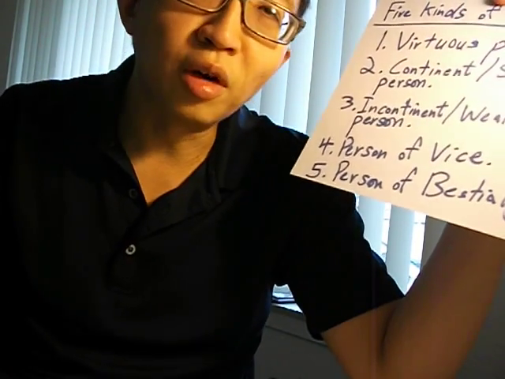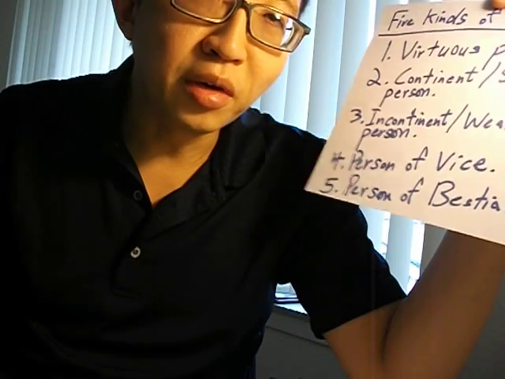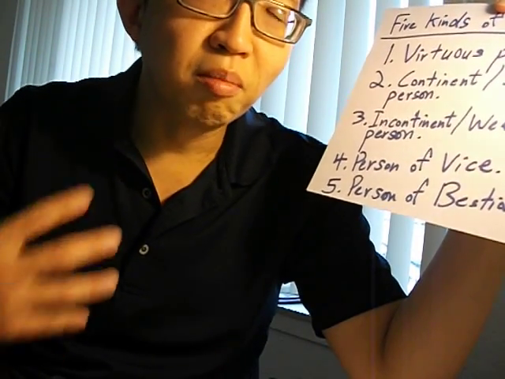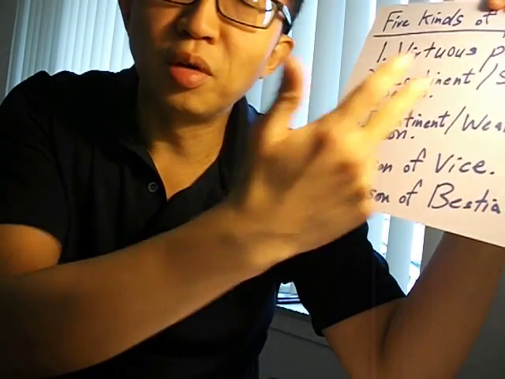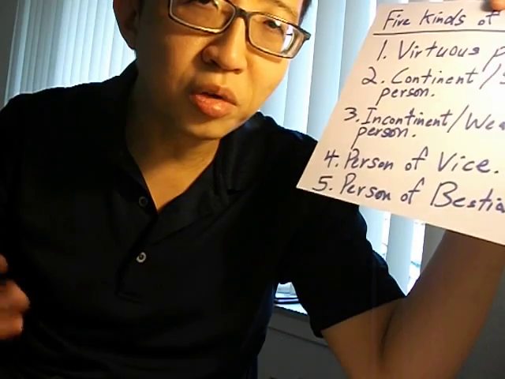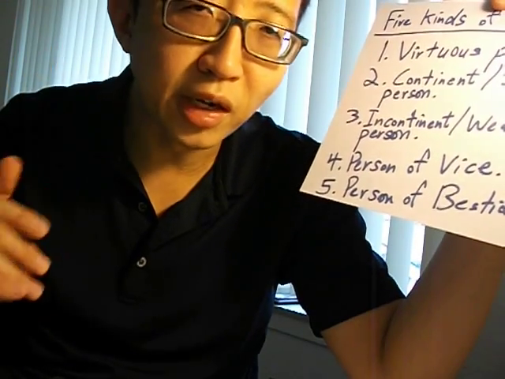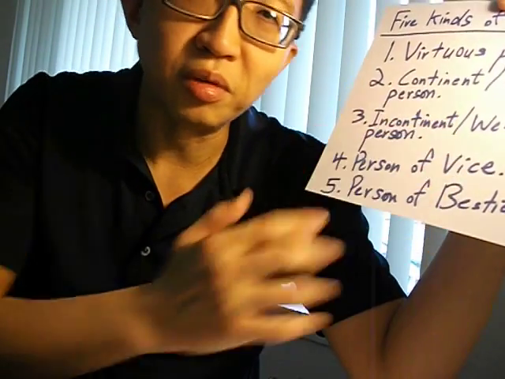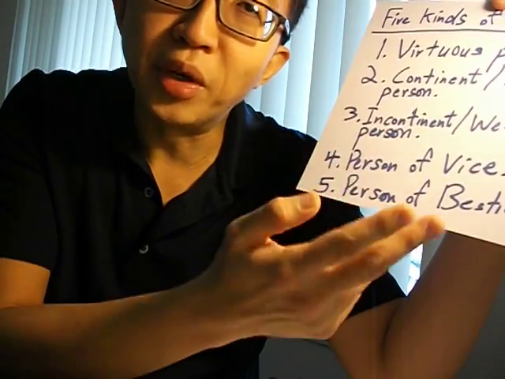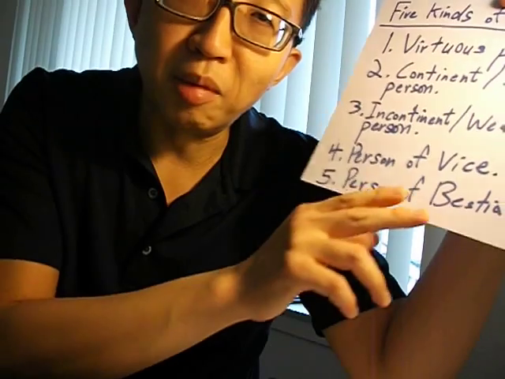And then there is also the incontinent or the weak-willed person, number 3 here. The incontinent or weak-willed person is somebody who also knows what the virtuous thing is to do, but he has a weaker willpower than the strong-willed person. So although he knows what the right thing to do is, he usually ends up succumbing to temptation anyway because of his weak will. Now we are going to talk more about weak-willed people next week, but this is something to keep in mind for now.